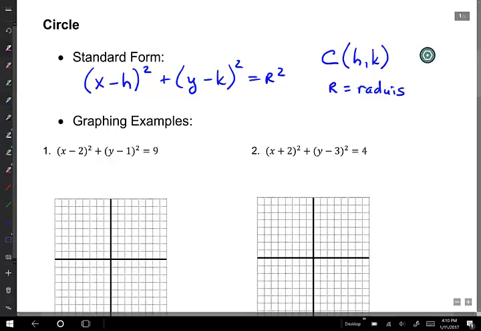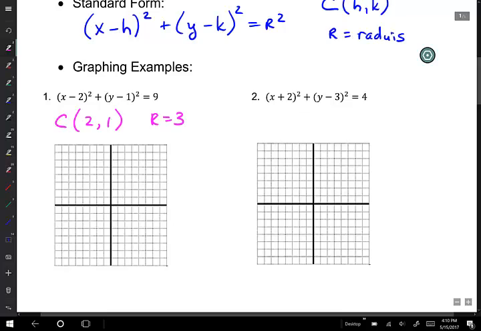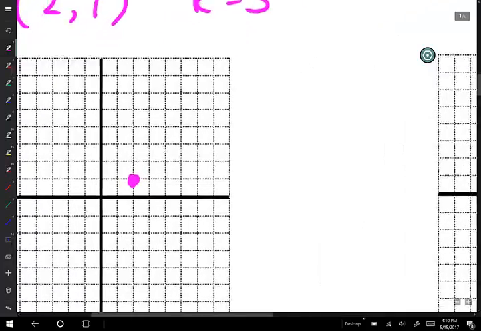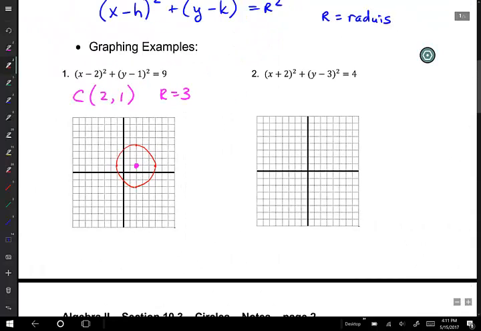Before we graph on each of these, we need to identify the center, which is (2, 1), and the radius, which is 3. So we're going to graph the point (2, 1), and then from that point we're going to go out 3 units in each direction. And we're going to draw a circle from those points. So there's our first equation.